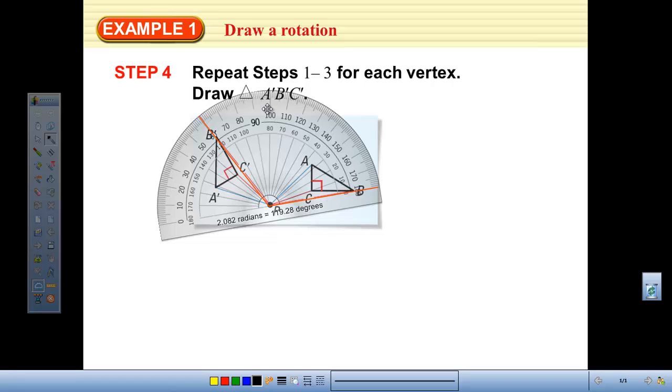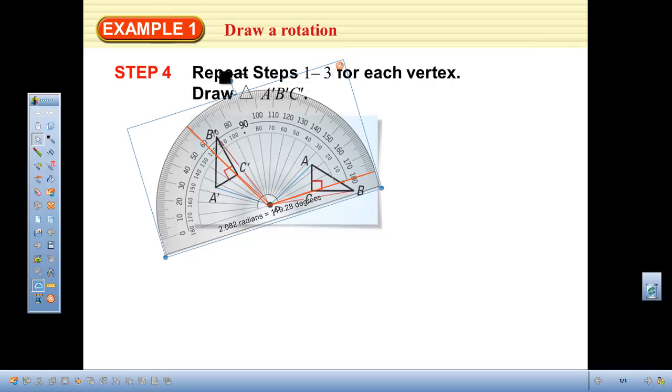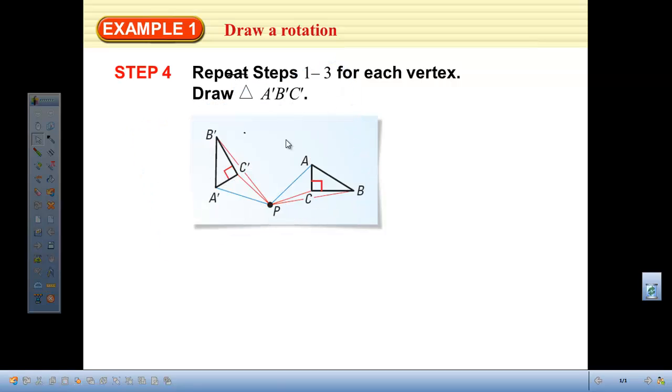We would also do the same thing for C. We would move this so that it connects up with C, and then make sure that it's 120 degrees once again, and that the distance from P to C prime is the same as the distance from P to C. Okay?